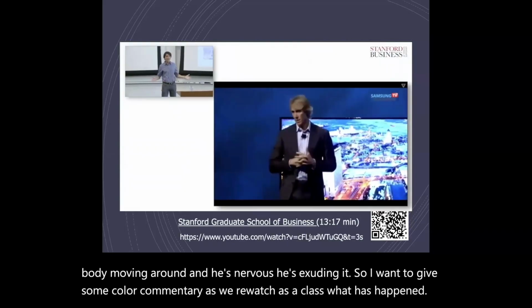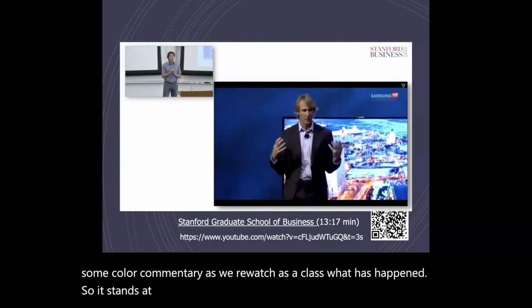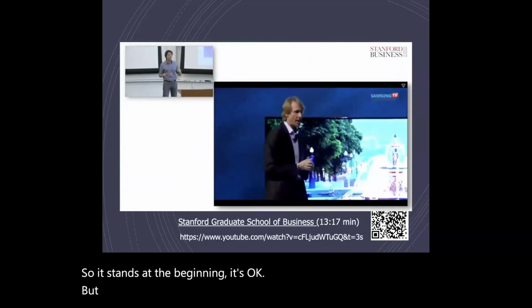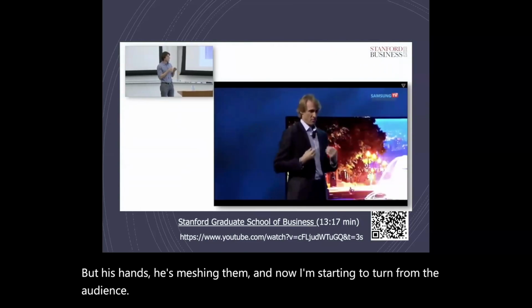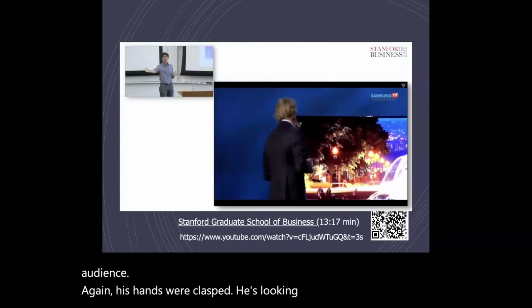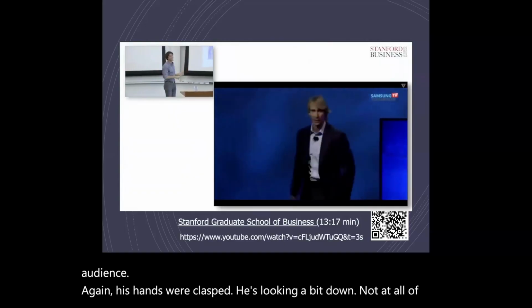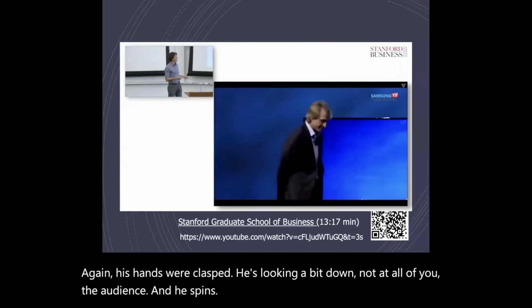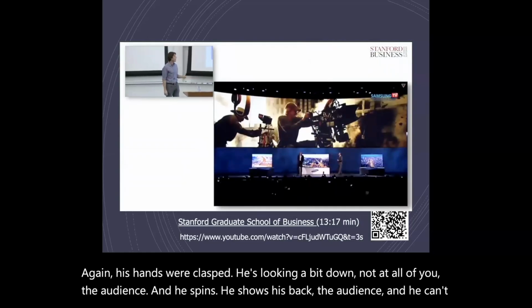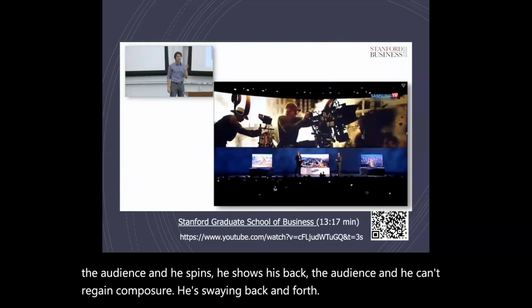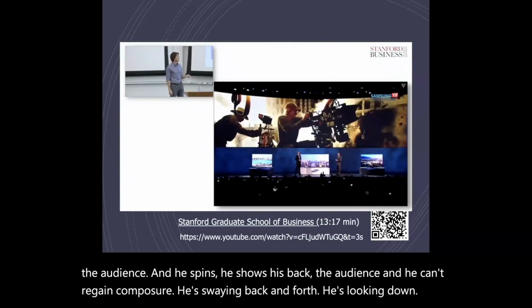So his stance at the beginning, it's okay, but his hands, he's meshing them. Now he's starting to turn from the audience. Again, his hands are clasped. He's looking a bit down, not at all of you, the audience, and he spins. He shows his back to the audience, and he can't regain composure. He's swaying back and forth. He's looking down. He's avoiding the audience. His nerves are coming out.